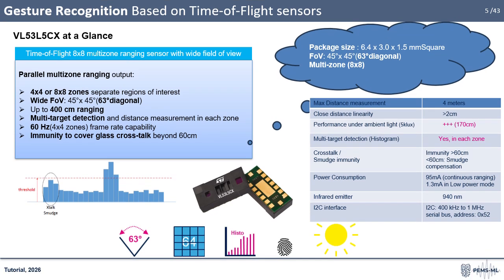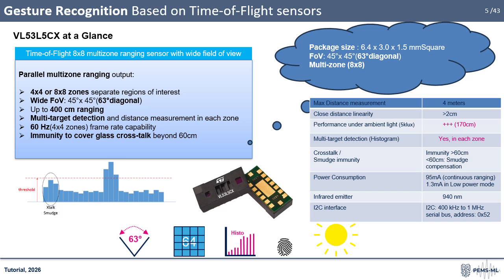The sensor used in this project is the VL53L5CX, a multi-zone time-of-flight distance sensor developed by ST Microelectronics. Unlike single-point distance sensors, this specific sensor measures distances across multiple zones simultaneously, allowing it to capture spatial information about the observed scene. The sensor can operate in 4x4 mode, providing 16 measurement zones, or in 8x8 mode, providing 64 measurement zones. Each zone delivers an independent distance measurement, effectively dividing the field of view into a grid.